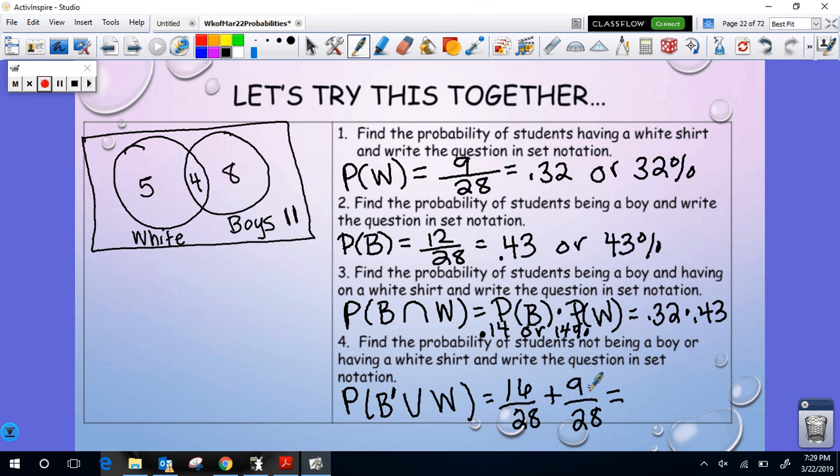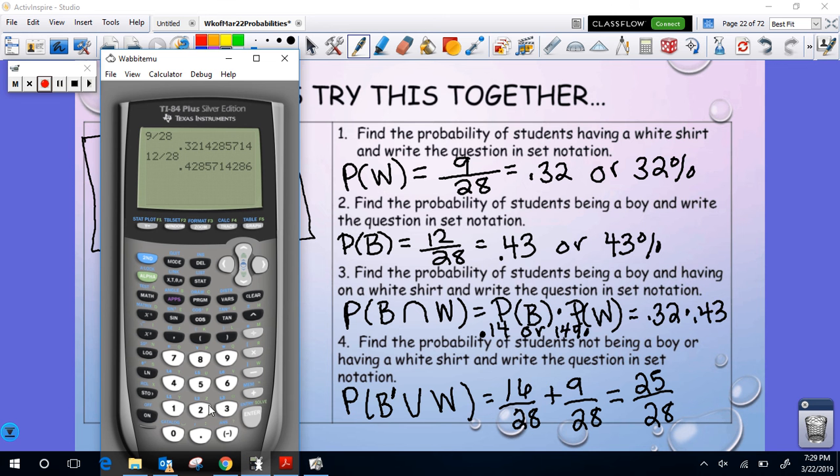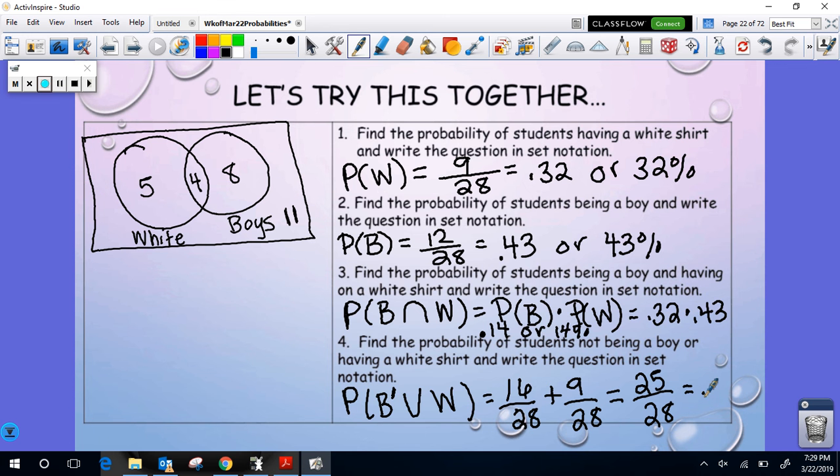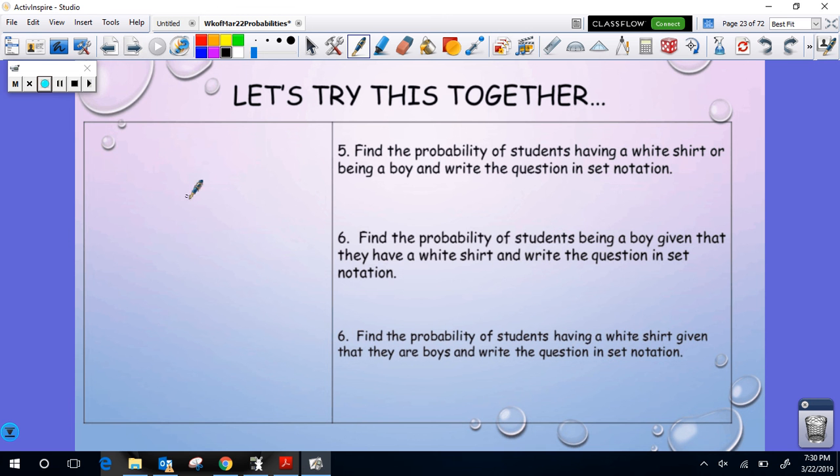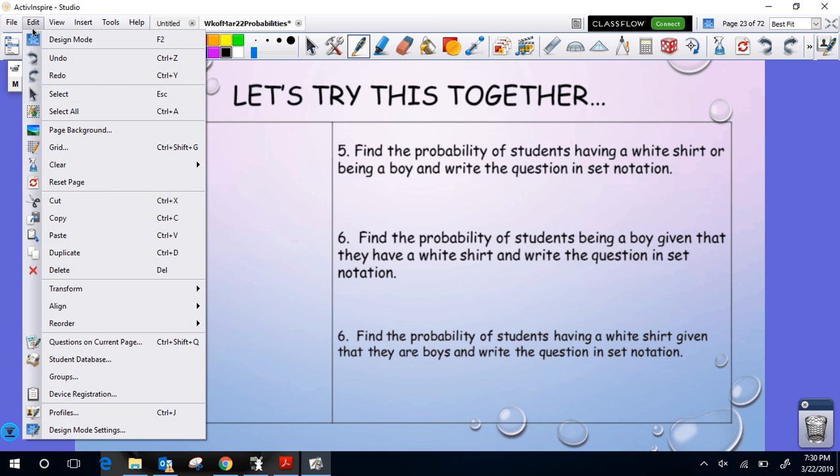So here I'm going to say this should be 25 over 28. Yep. And then I'm going to grab my calculator and go 25 divided by 28, which should equal 89%. So you get 0.89 or 89% of the students. Okay. All right. So that's that page. I'm going to go to the next page. Now let me paste this in.